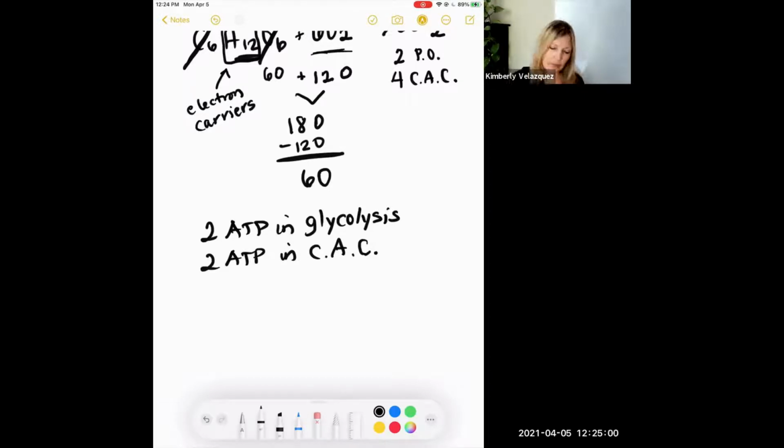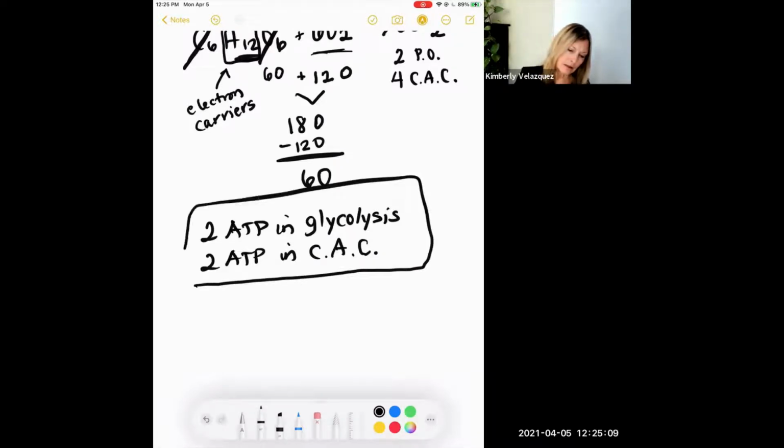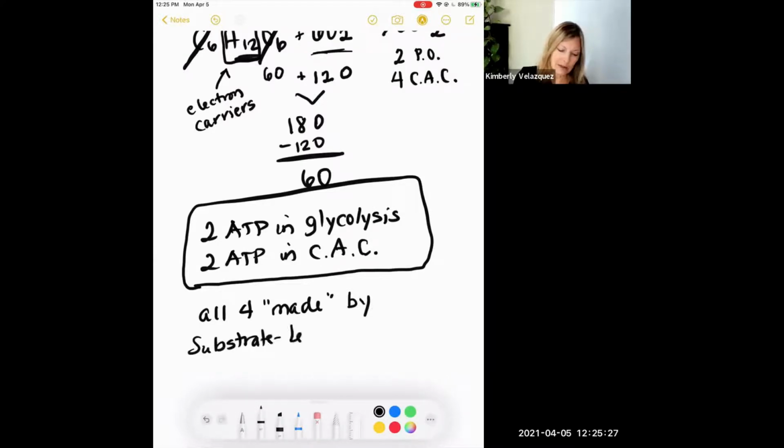These were made by a process called substrate level phosphorylation. So all four of these were made. Remember, we actually made 4 in glycolysis, but we used 2. So we actually have made 6 total, but we've used 2. So all 4 of those net were made by the process called substrate level phosphorylation. What does that mean?